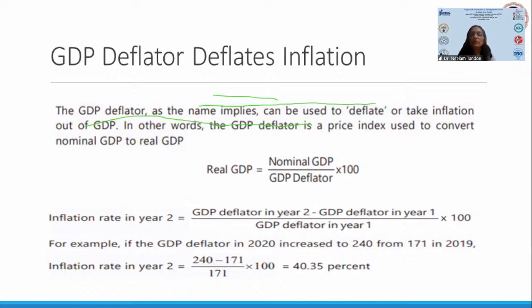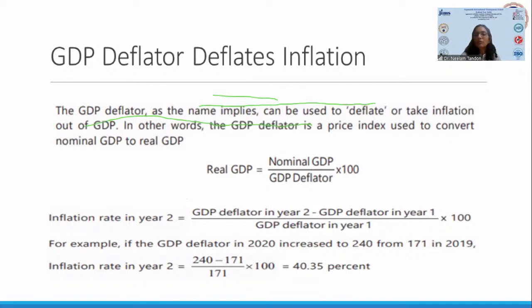You can calculate the GDP deflator. So what is the GDP deflator? The GDP deflator deflates inflation. It diffuses the impact of inflation. That is the role of the GDP deflator. So how do you calculate the GDP deflator? The GDP deflator is the ratio of nominal GDP to real GDP. So if you calculate nominal GDP to real GDP, you can get the value of the GDP deflator. If you do not know real GDP, you can simply take real GDP on the left side. You know nominal GDP, what is the current GDP level?